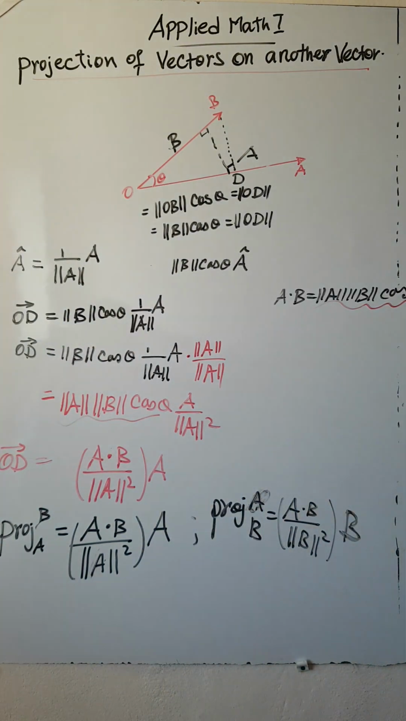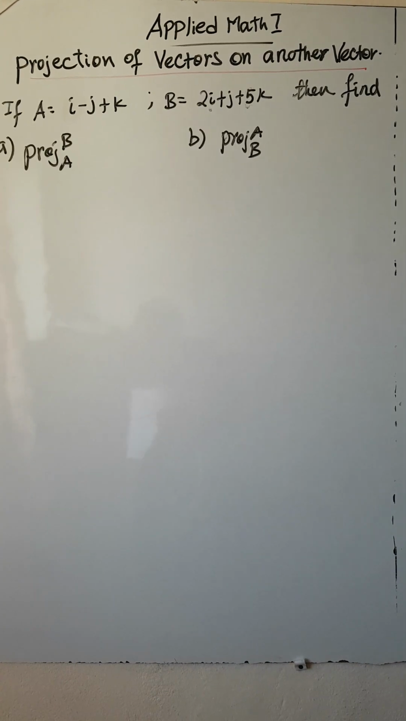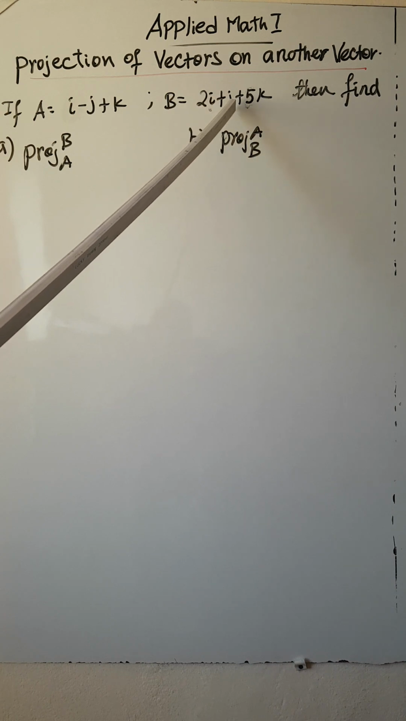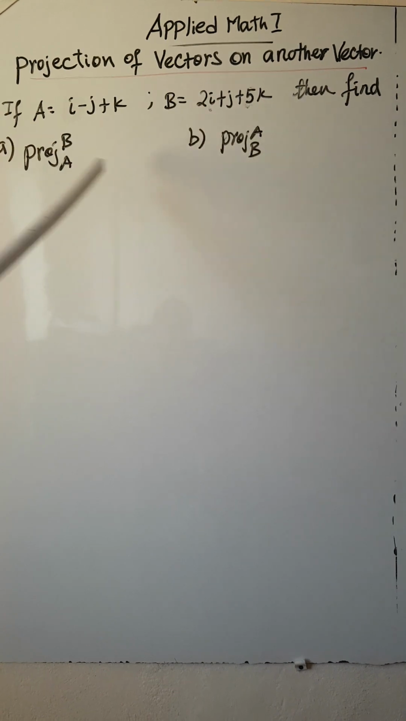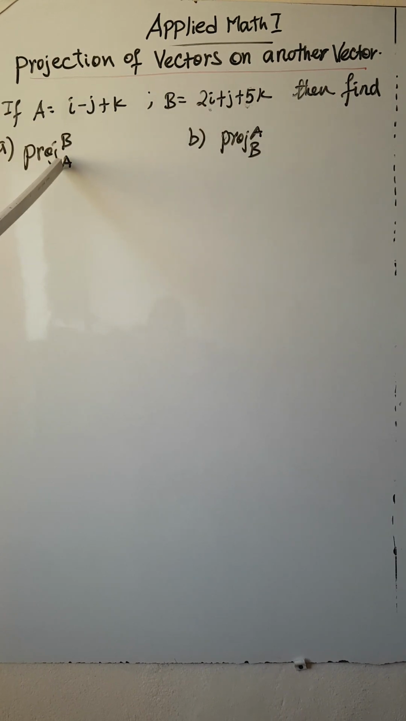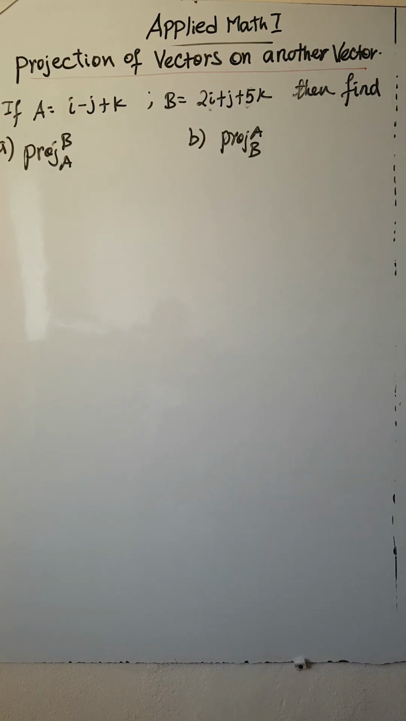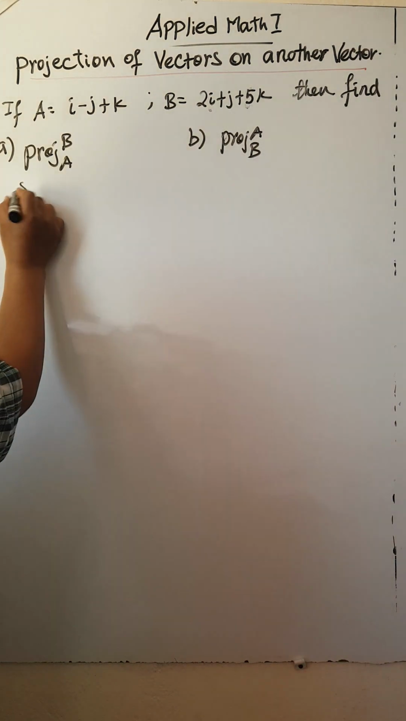እስቲ ኤግዛምፕሎችን ቬክተሮችን እንያዝና ኤግዛምፕሎችን፣ ኤግዛምፕል እዚህ ጋር አለን። If vector A is I minus J plus K and vector B is 2I plus J plus 5K, then find projection of B on A. Find projection of A on B. አሁን ወደ ፎርሙላችን እንሄዳለን። Solution.